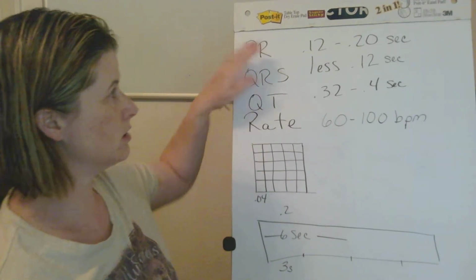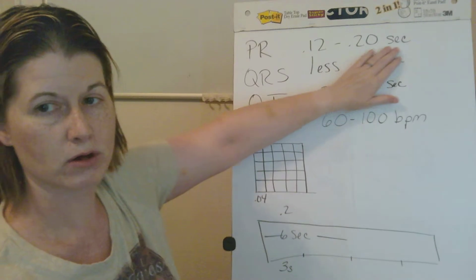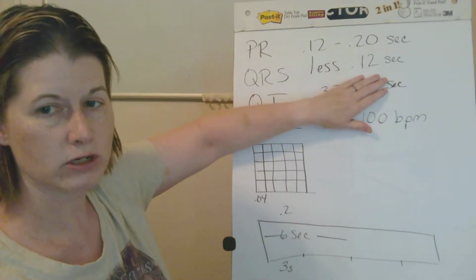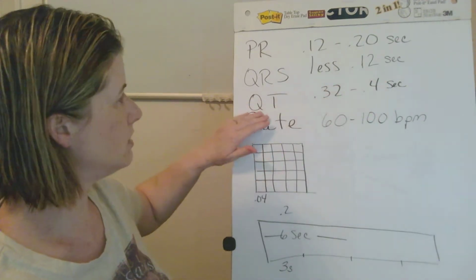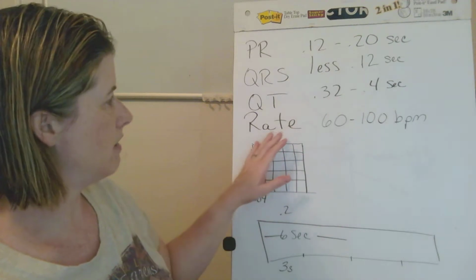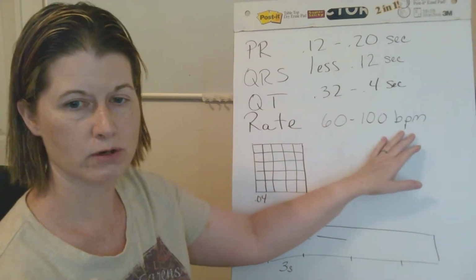So the PR is 0.12 to 0.20 seconds. QRS is less than 0.12 seconds. QT is 0.32 to 0.4 seconds. And then the heart rate, 60 to 100 beats per minute.